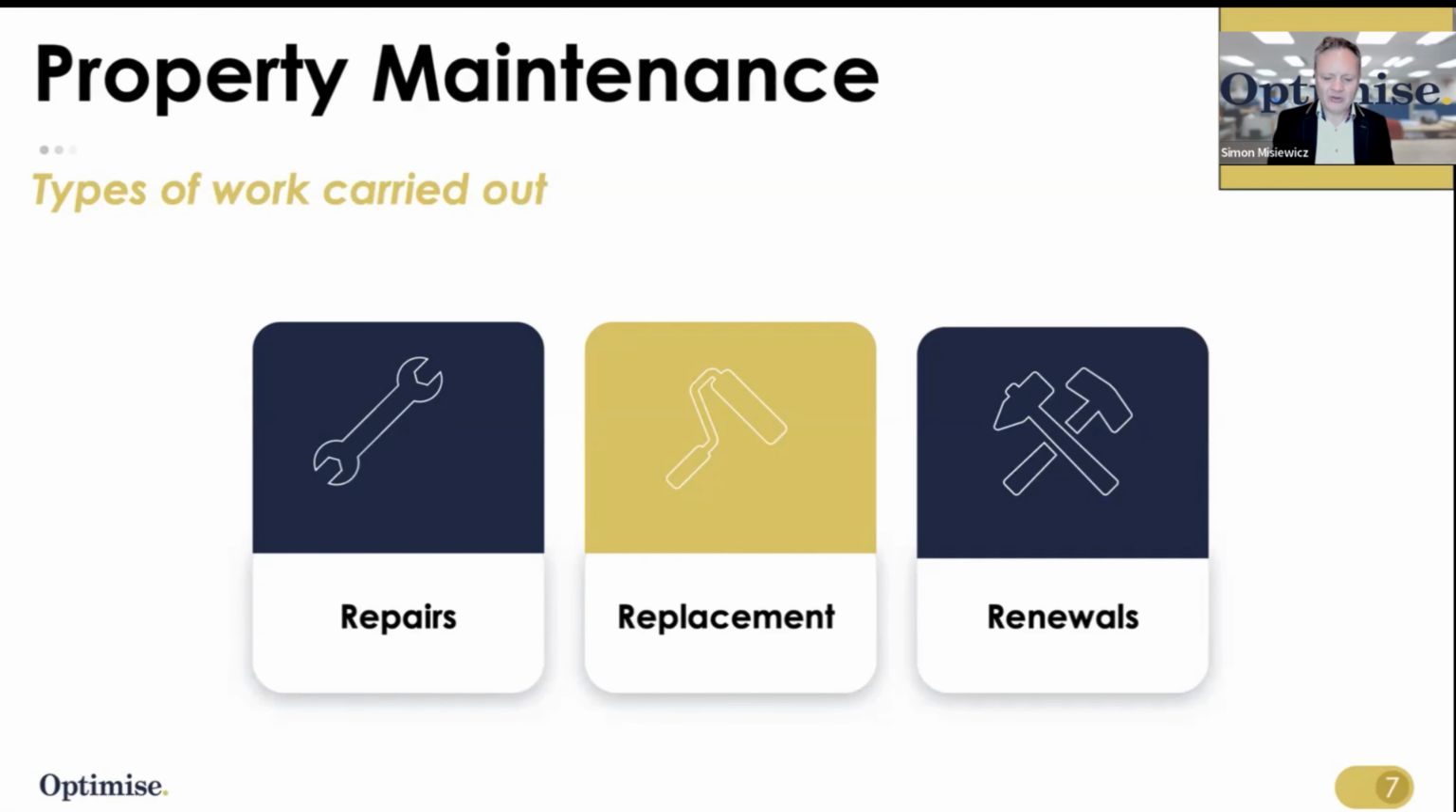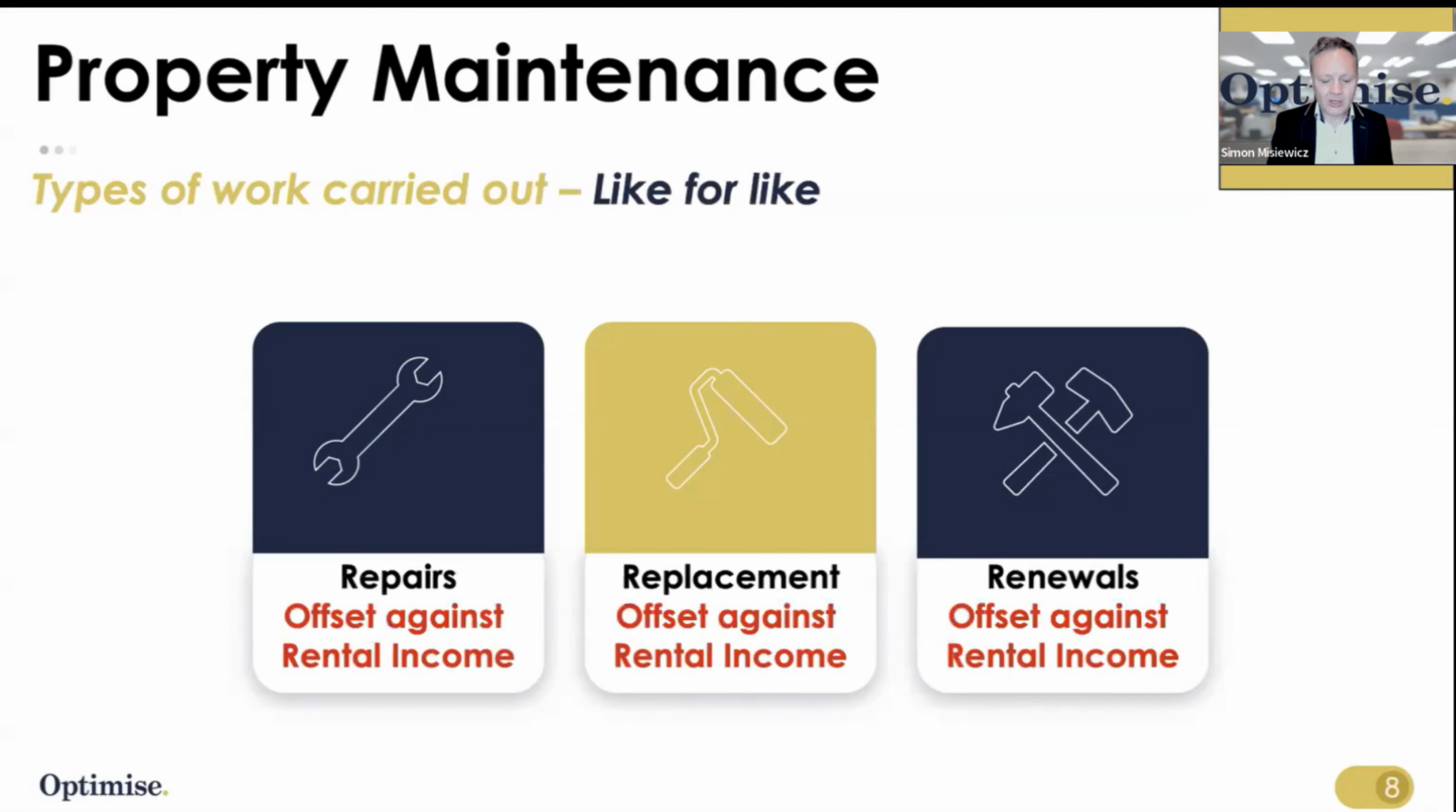All right, so with that, what items can be tax deductible? Repairs, we talked about the roof repairs. Replacement, the bathrooms, the kitchens. The renewals, we're talking about those painting and decorating items. What of those can be offset against your rental income? Good news, all of it. And this is where your accountant may say, well, it's not allowed.